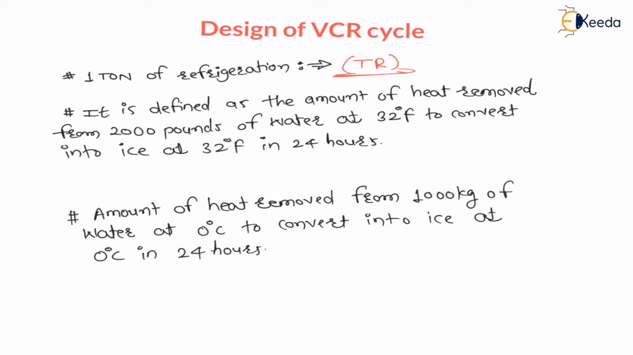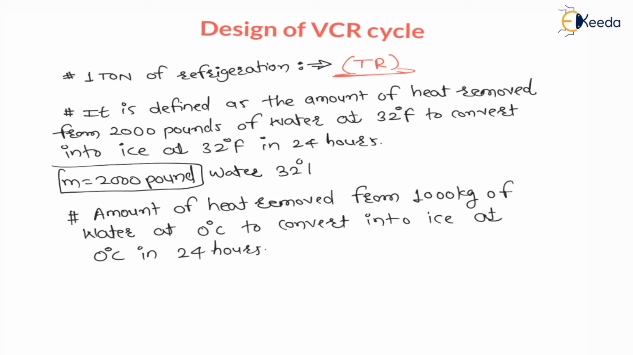Means here we have 2000 pounds of mass of water. We have water first, which is at 32 degree Fahrenheit, and that water we have to convert into 32 degree Fahrenheit ice, and the time given is 24 hours. Then the amount of heat required to be removed is called 1 ton of refrigeration.